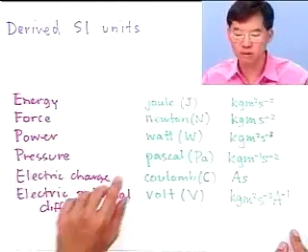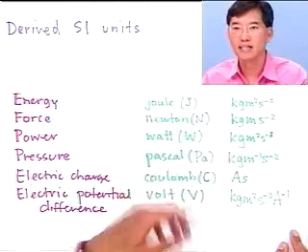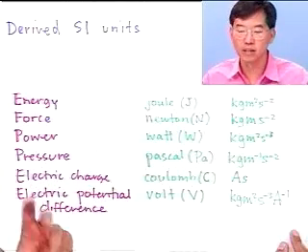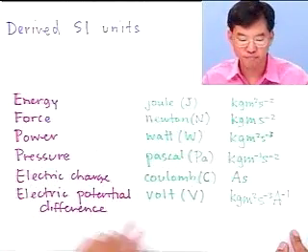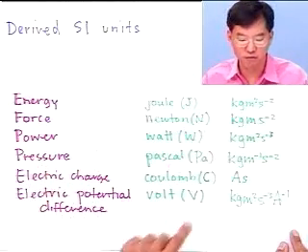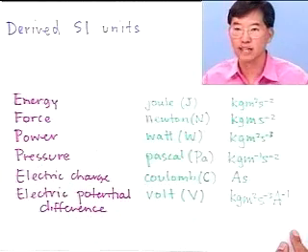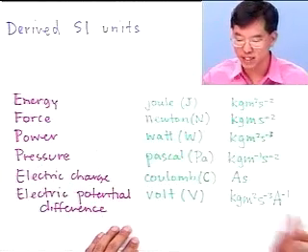Force, not so important for chemists, is the Newton. Power is the watt. Light bulbs, how much power they consume is measured in watts. Pressure is the Pascal, something you've probably never heard of before, and electric charge and electric potential difference, things that aren't going to be really very important for chemists, but here they are.